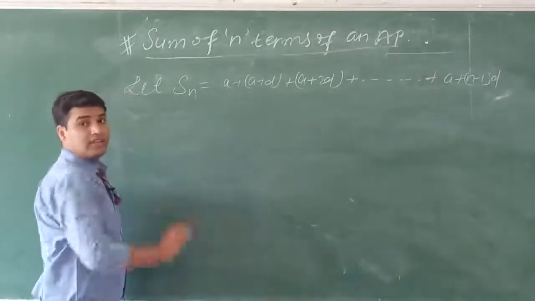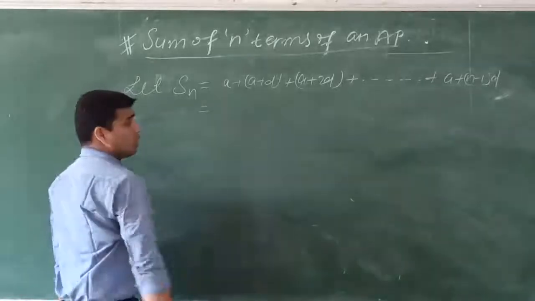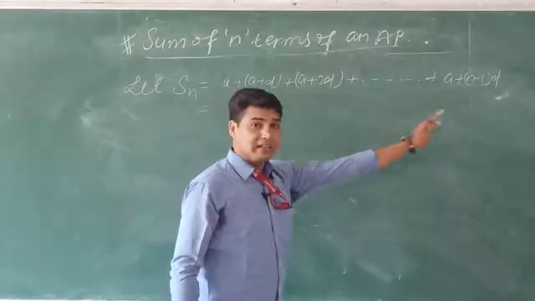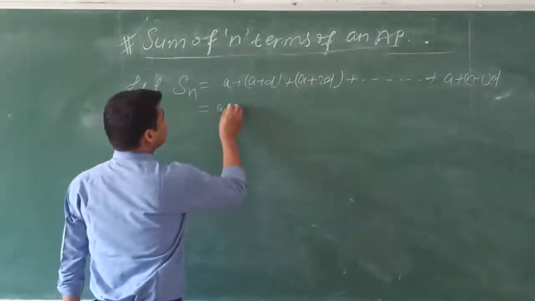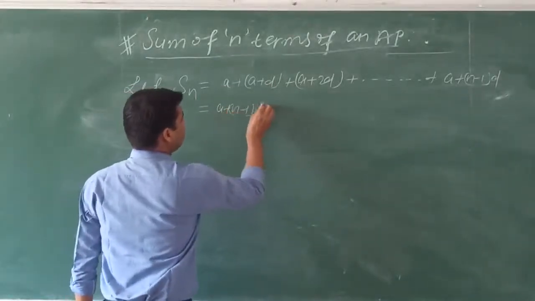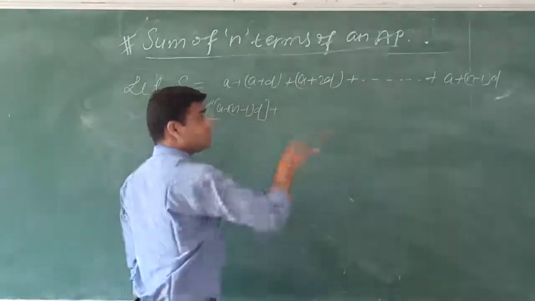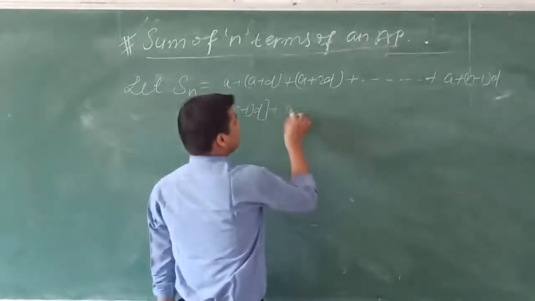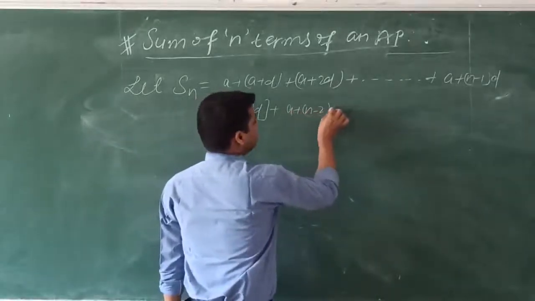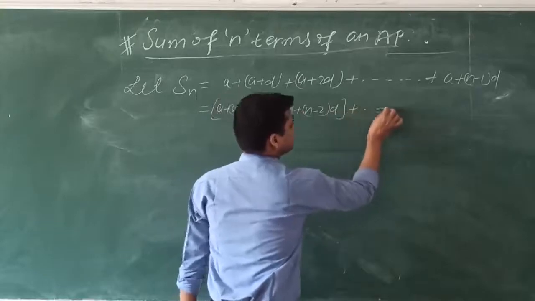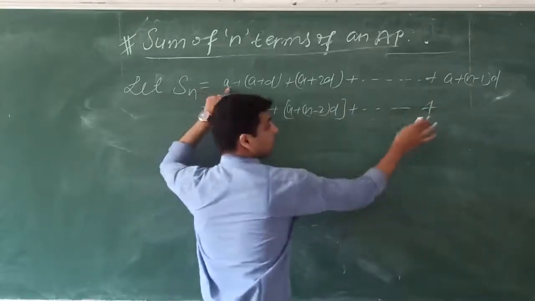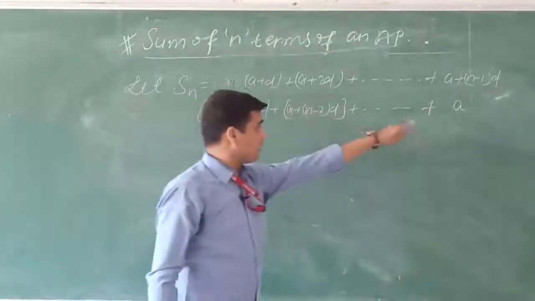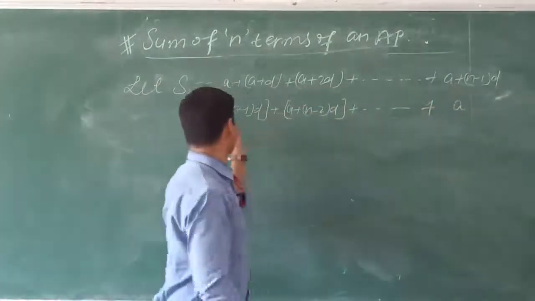Now reverse all the terms and add them. So I am reversing the series. The last term will come first: A plus n minus 1 into D. The second last term will be A plus n minus 2 into D. In the same way, the first term A will come at the last, because we are reversing the terms, and the last term will come at the first position.